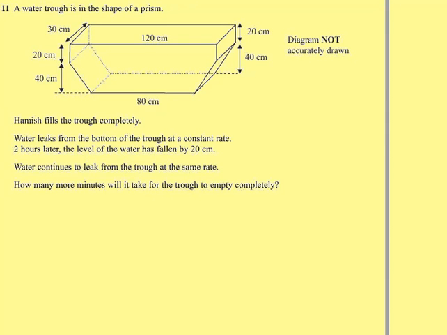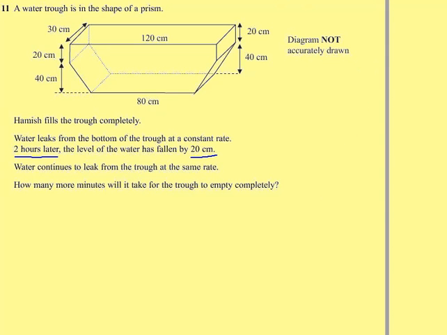Question number 11. A water trough is in the shape of a prism. Hamish fills the trough completely. Water leaks from the bottom of the trough at a constant rate. 2 hours later, the level of the water has fallen by 20 centimetres. Water continues to leak from the trough at the same rate. How many more minutes will it take for the trough to empty completely?